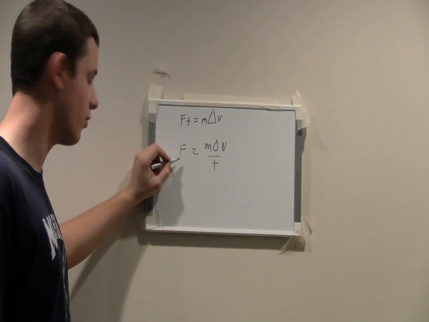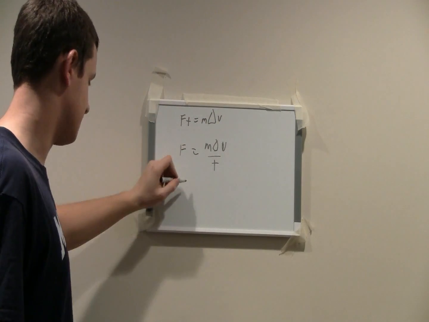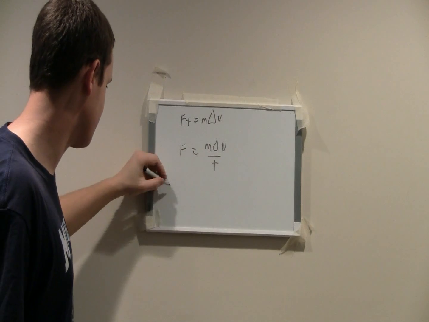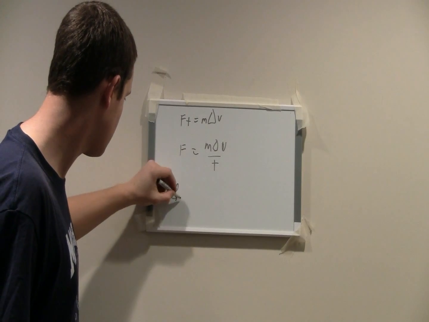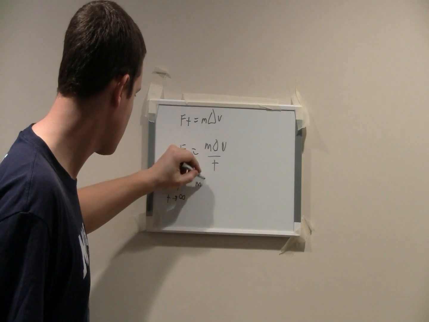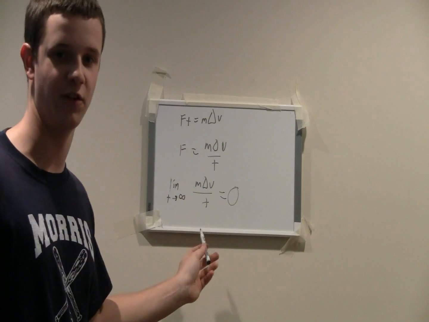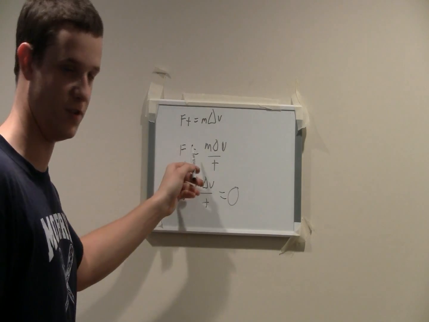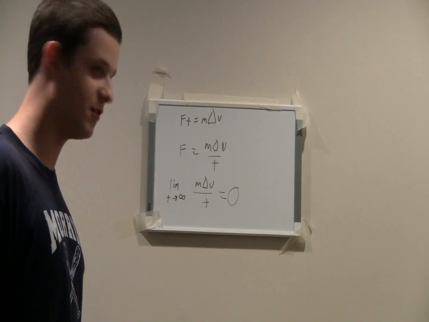So we end up with force is equal to m delta v over t, and t is the time that the object is in contact with the ground. So in order to minimize force, we have to make t as big as possible. This is the calculus way of looking at it. Basically, as t approaches infinity, the overall force will approach zero. So the whole idea is to increase the amount of time that our object is in contact with the surface.